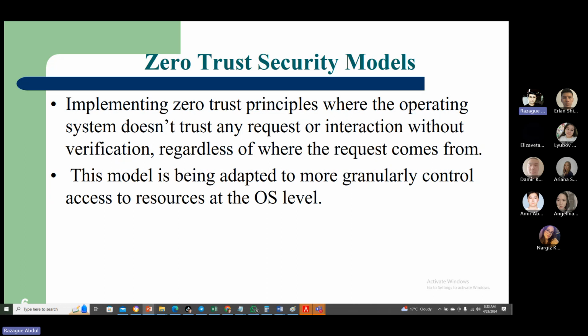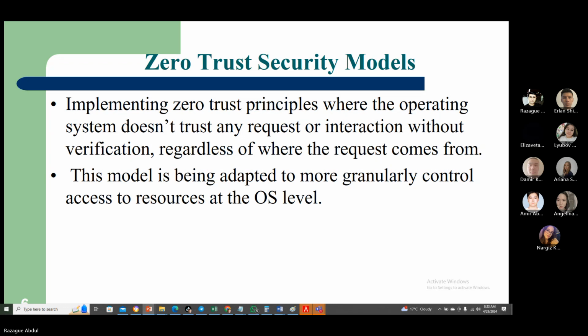So the zero trust models rely on advanced monitoring and analytics to detect anomalies that could indicate a security threat. Operating systems must be equipped with the tools to continuously analyze and log activities, employing artificial intelligence and machine learning algorithms to detect patterns that deviate from the norm. Automatic response mechanisms are also crucial to contain and mitigate threats promptly.